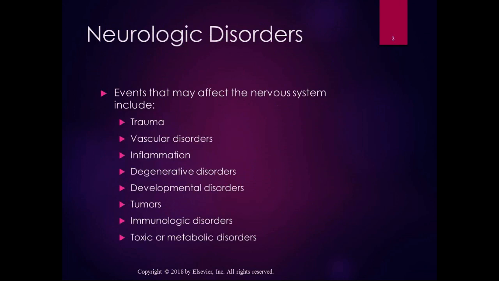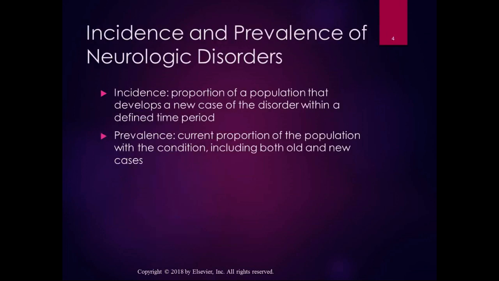So lots of different events may affect the nervous system, and those include trauma, vascular disorders, inflammation, degenerative disorders, neoplasms or tumors, developmental disorders, immunologic disorders, and toxic or metabolic disorders. So any one of those things can affect the nervous system. The incidence and prevalence of disorders, we talked about this a little bit in pathophysiology. It's a way of classifying disorders.